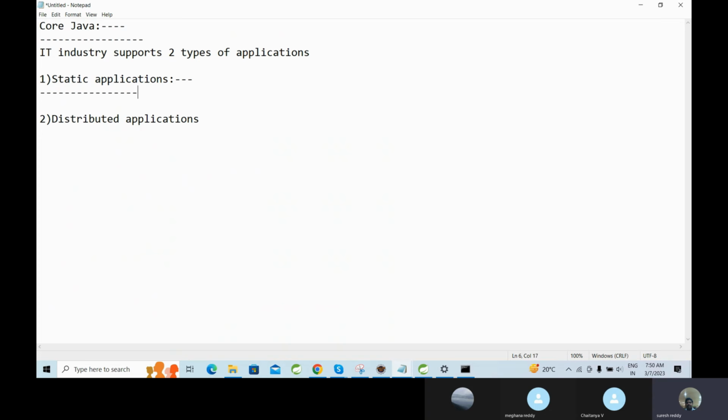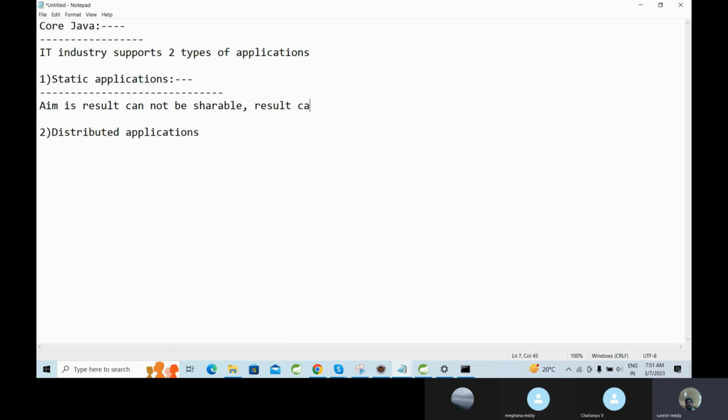Coming to static applications, the main aim is that the result cannot be shareable. Result cannot be shareable means the result is fixed. Those types of applications are known as static applications, meaning the result cannot be distributed.